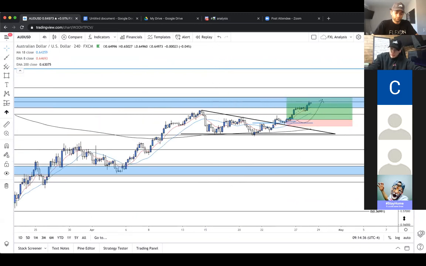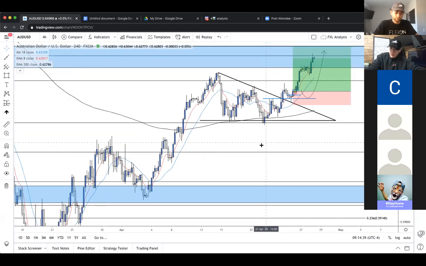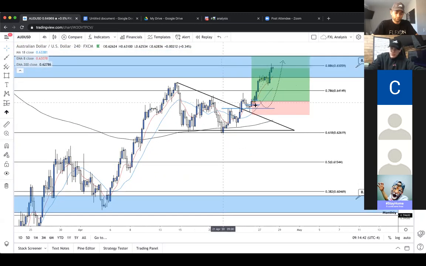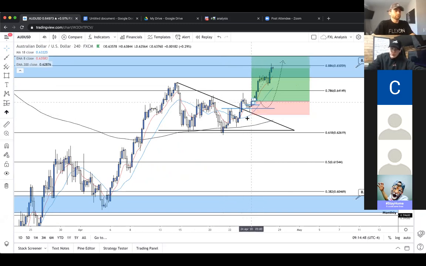Pretty much textbook. We're just going with the trend. We're just going with this 4-hour trend, right? We're identifying patterns, we're identifying breaks of structure, levels of a big reaction of price, and we're just looking for those confirmations. And this one played out. So that's AUD USD. Let's keep moving along here.